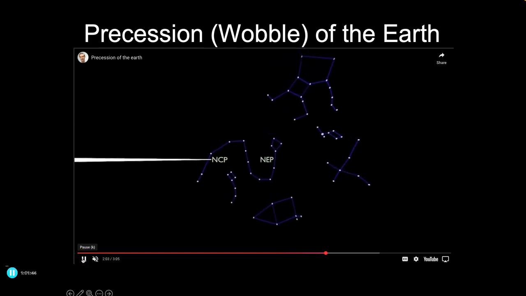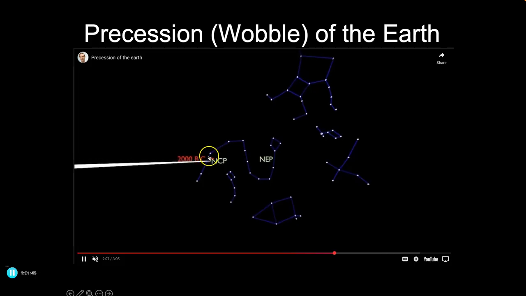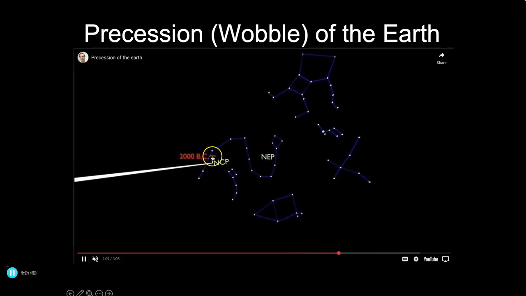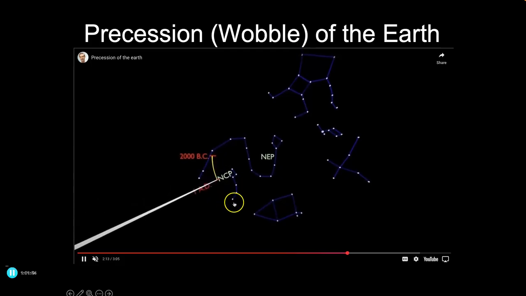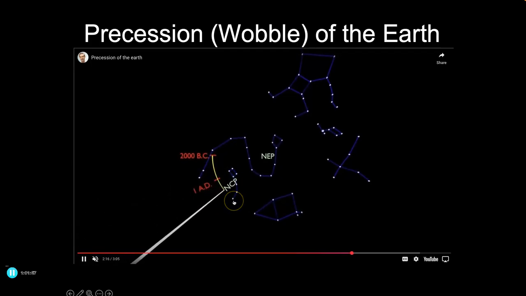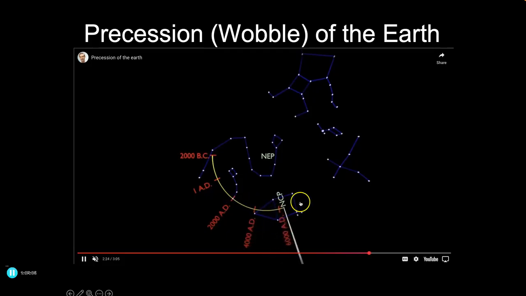in other words, from the Earth's point of view, right? Here's the North Celestial Pole, right? 2,000 years ago, the North Pole was pointing over here. Now, it's pointing here at Polaris, right? The tail of Ursa Minor, the last star in the Little Dipper, right? And it's going to keep on going.